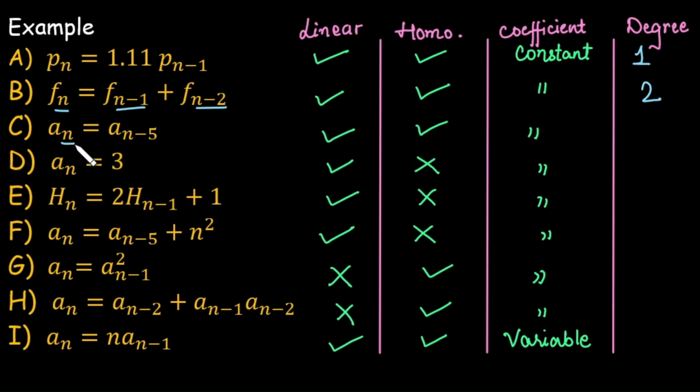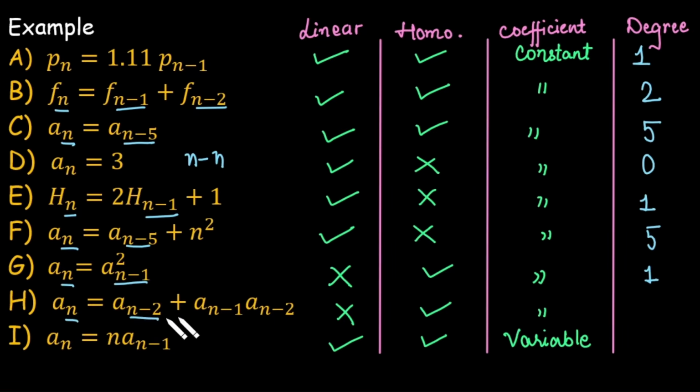In the next case, an, that is the maximum index, an minus 5, lowest index. What is the difference between these two one? That is 5. Its degree is 5. Next is an is equal to 3. Maximum index is n. Lowest index is again n. So n minus n is 0. So it is a recurrence relation with degree 0. Next case, n minus 1. Difference is 1. Next n minus 5, 5, n minus 1, 1. Next n minus 2, n minus 1, n minus 2. So what is the lowest index? n minus 2 and the maximum is n. Difference is 2. And in the next case, degree is 1.